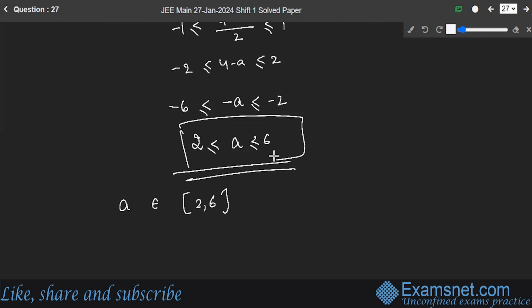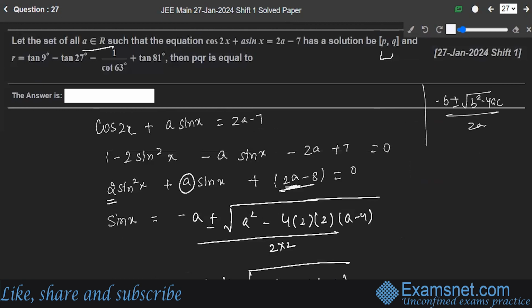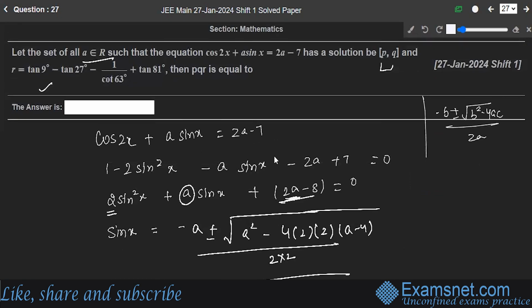2 is your P and let's write it down. This is your P and this is your Q. I have to find out P, Q, R. I'm done with the two variables P and Q. Let's go with R. R is equal to this expression. Now let's pick up this.